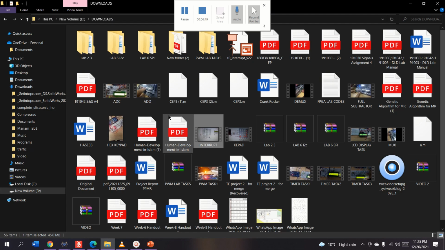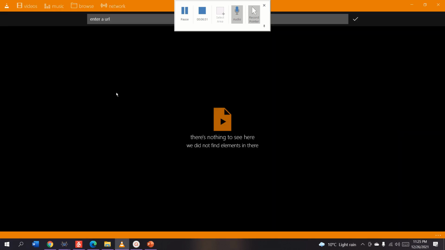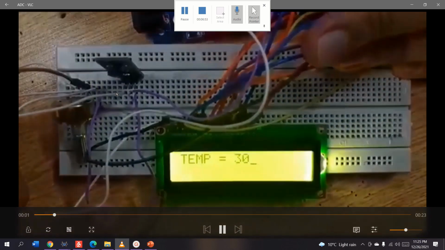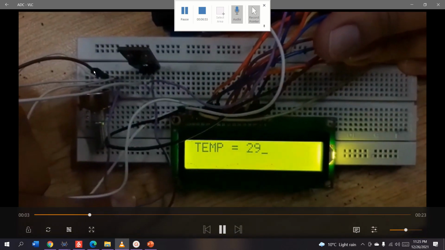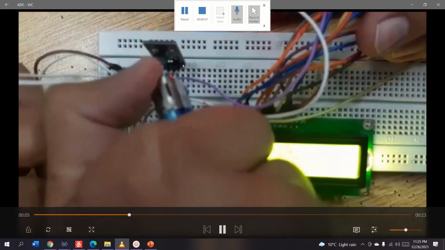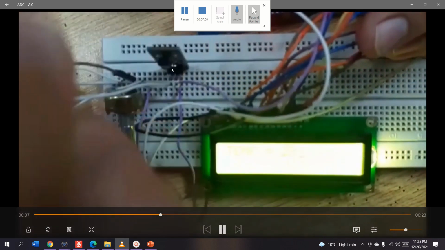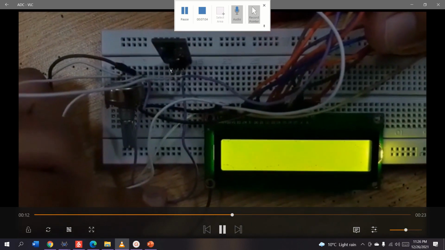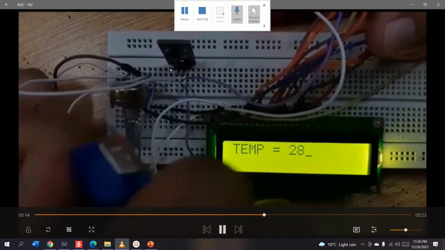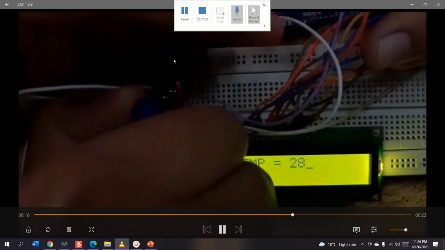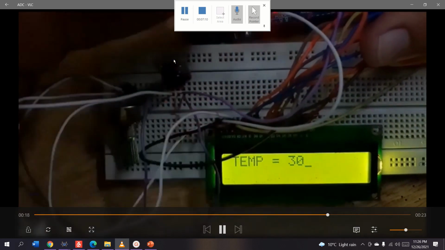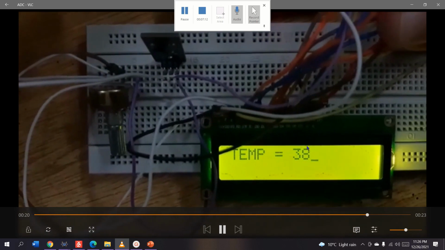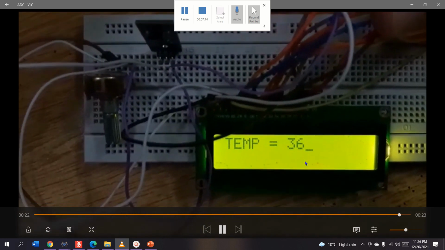If I show you the hardware, this is the hardware of this ADC. Here is the sensor which we are heating with a lighter. The transistor-shaped side of the sensor is what we heat, and by heating it, our temperature rises from 30 to 38 degrees Celsius.